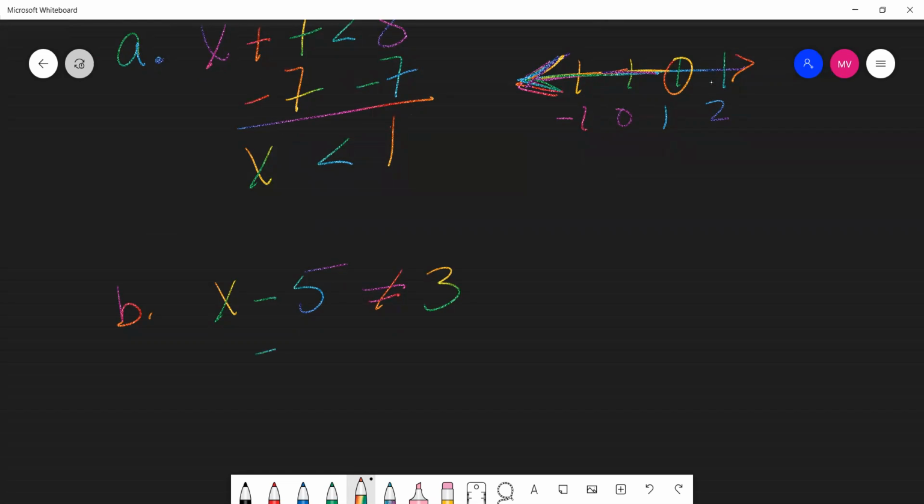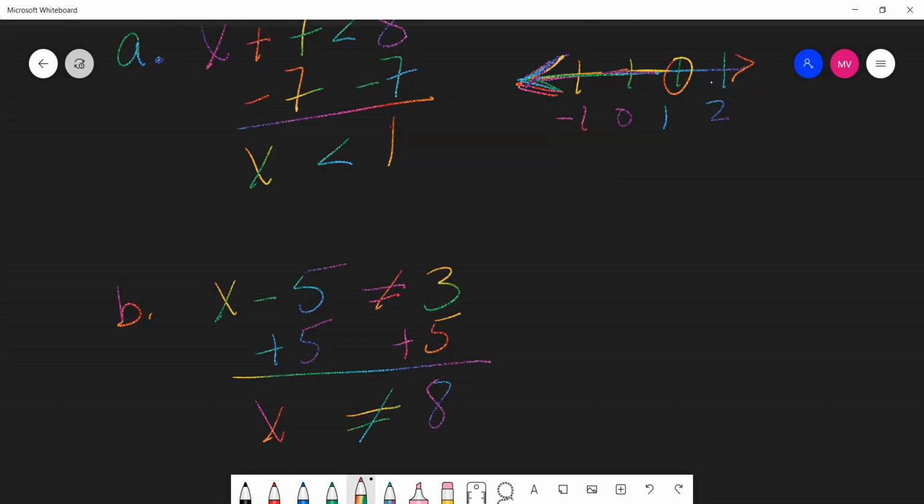We want to add 5 here and here, right? So x cannot equal 8. If we plug that back in, of course, just like with equations, you can always plug that value back in and make sure it's true.